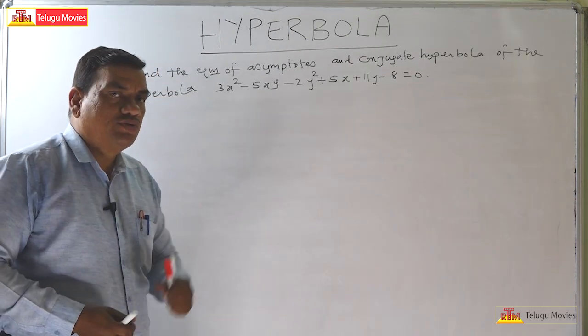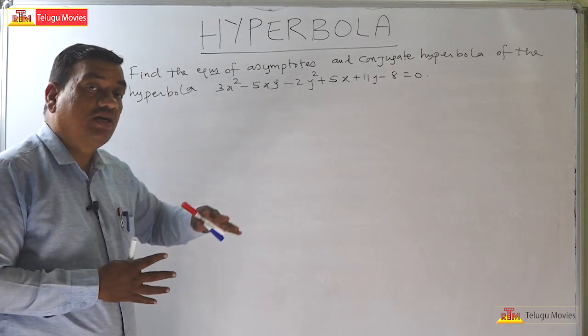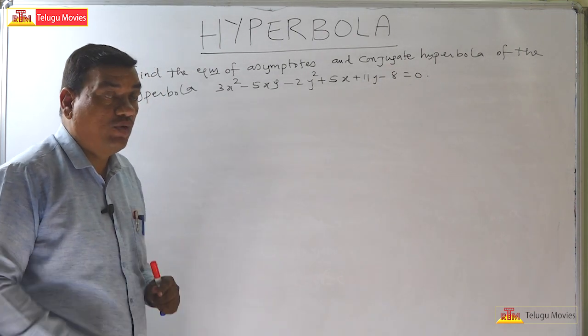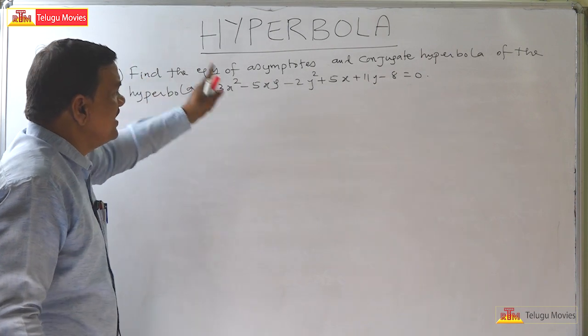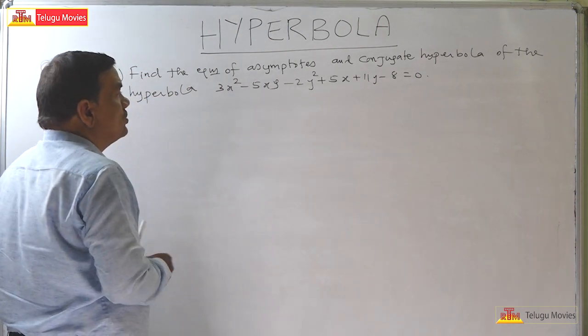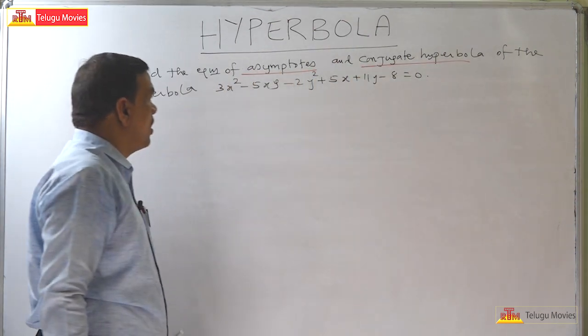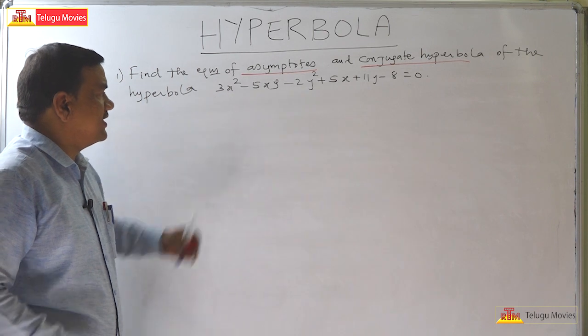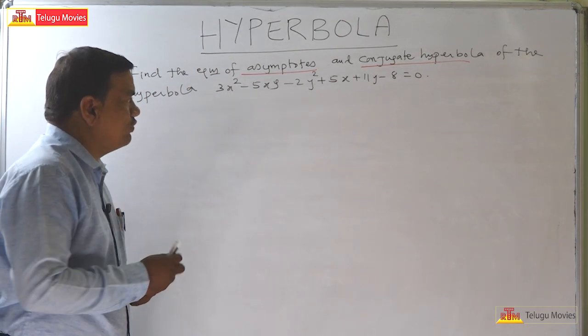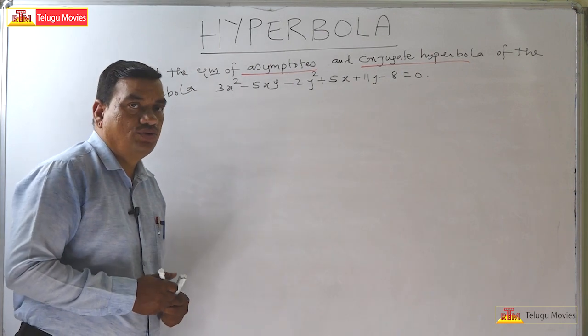Welcome back. We are going to see a problem here so that you can understand the concept that we discussed earlier. The question is, find the equations of asymptotes and conjugate hyperbola of the hyperbola 3x square minus 5xy minus 2y square plus 5x plus 11y minus 8 is equal to 0.